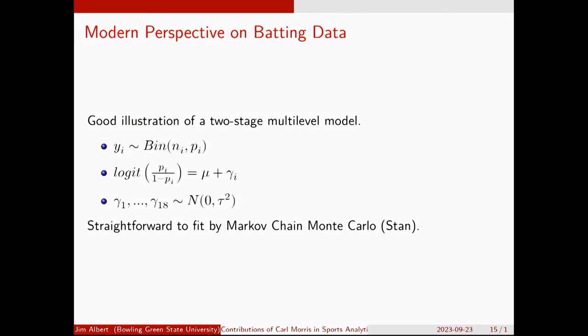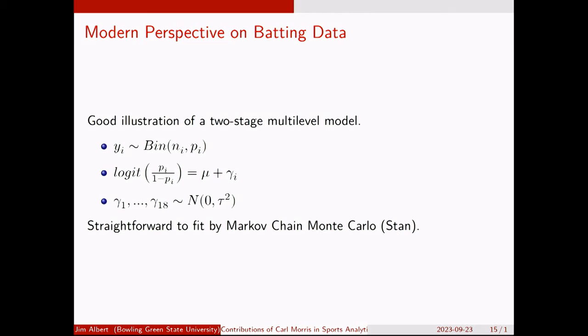Now nowadays, how would you fit this data? Well, we would call this a two-stage multi-level model. Y i is the number of hits, which you're going to assume is binomial. And then you're going to let the logit of the probabilities be equal to mu, which is like an overall value, plus a random effect, which we call gamma i.